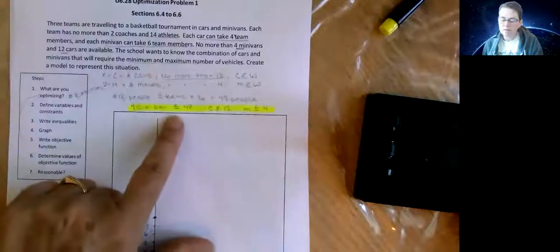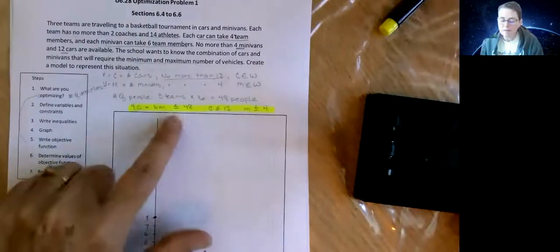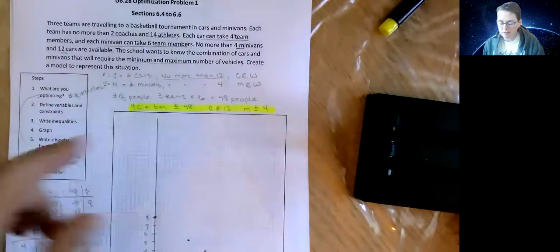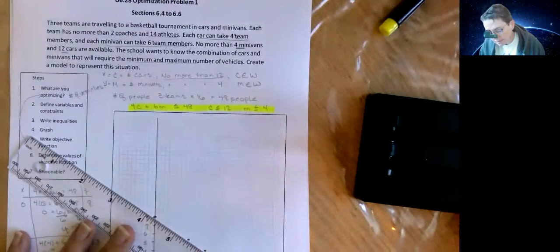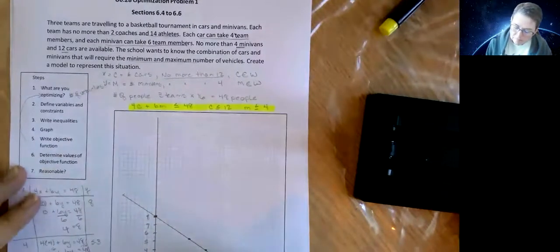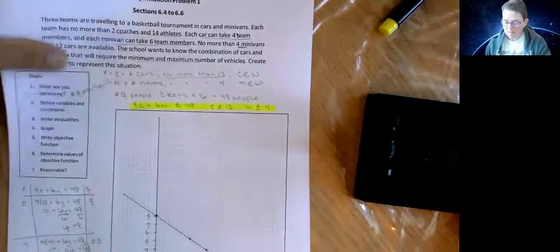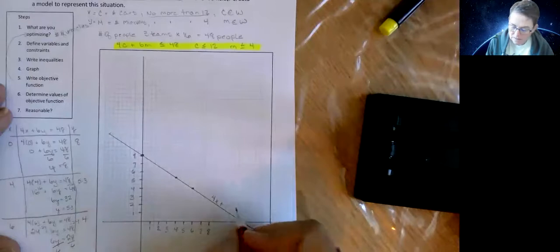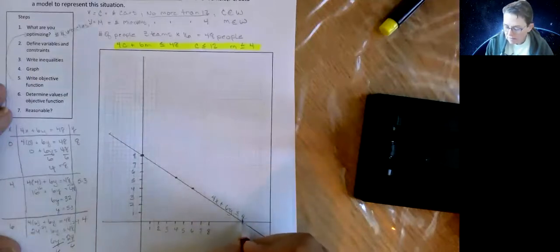Now, all of the inequalities that we set up have the equal to part, so I can draw a solid line. And I'm just going to write 4x plus 6y is less than or equal to 48. I'm going to label this number 1.